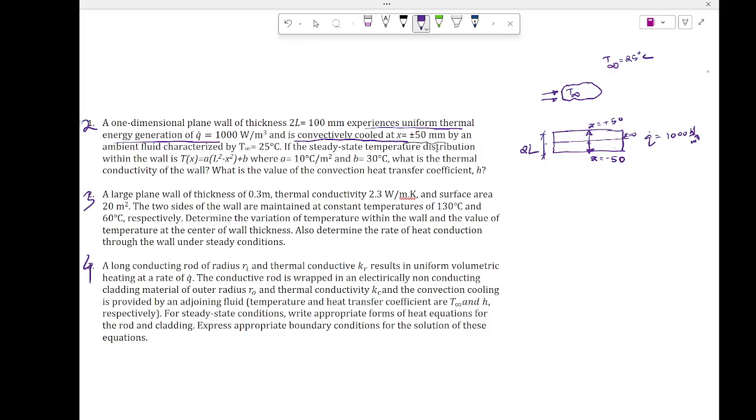All right, the steady state temperature distribution of the wall is given as T equals a times L squared minus x squared, plus b, where a is 10 degrees Celsius per meter squared and b is 30 degrees Celsius. What is the thermal conductivity of the wall? So they are asking you to find the value of k. That's a very interesting problem. What is the value of the convection coefficient? They are asking you the value of h, but that is after. Okay, let's find the value of k first.